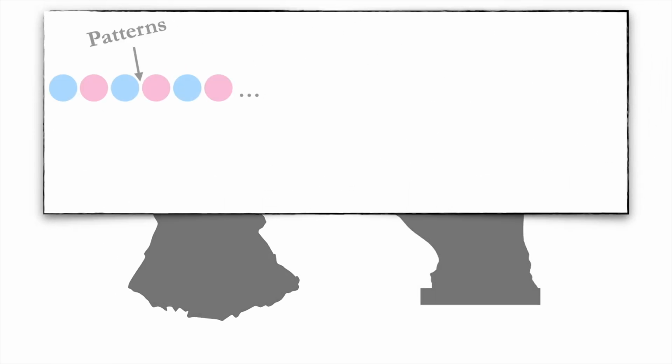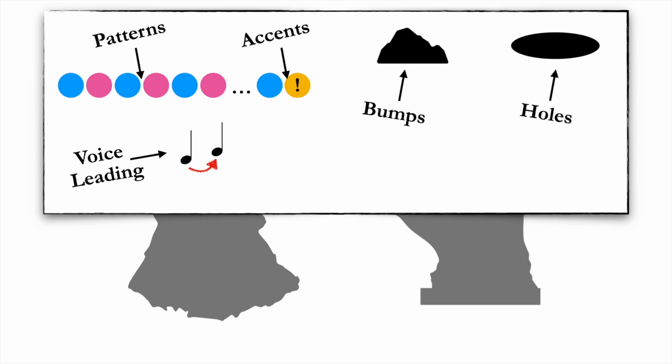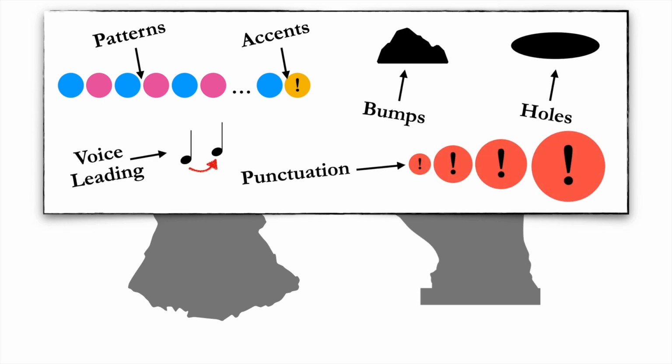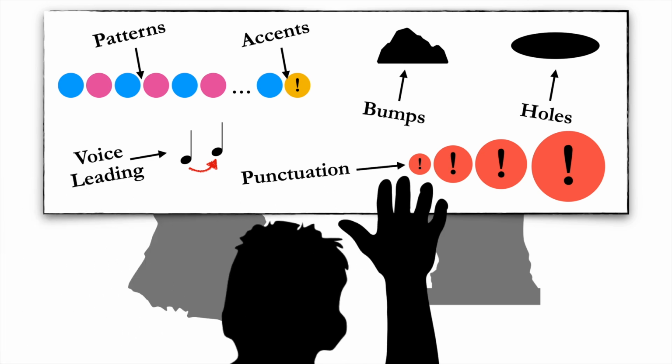So, to sum up our basic principles: patterns, accents, bumps and holes, voice leading, and punctuation. The student should now start looking for examples of these core principles in musical examples from the repertoire. As we return to them while focusing on specific harmonic situations, the student will find that they are everywhere in evidence.